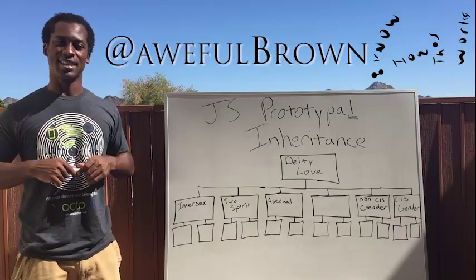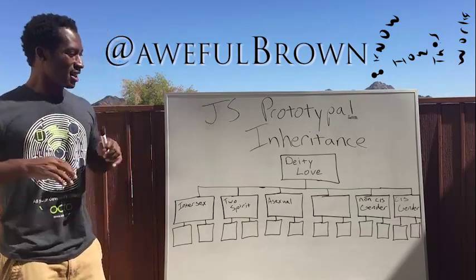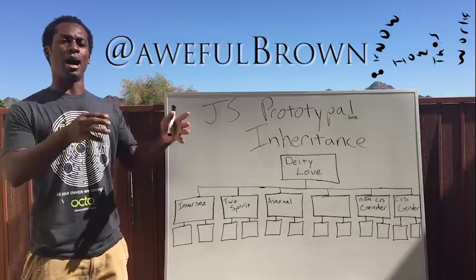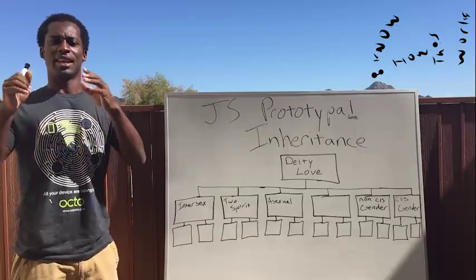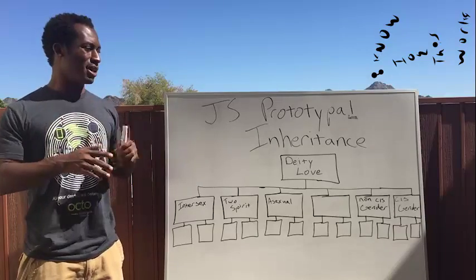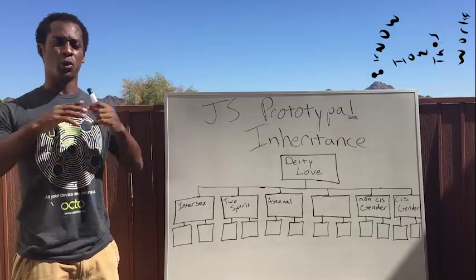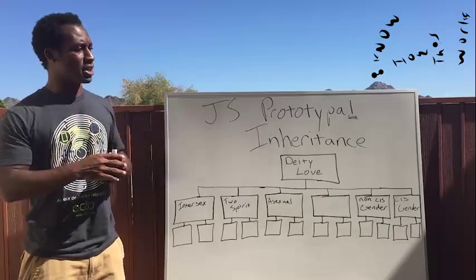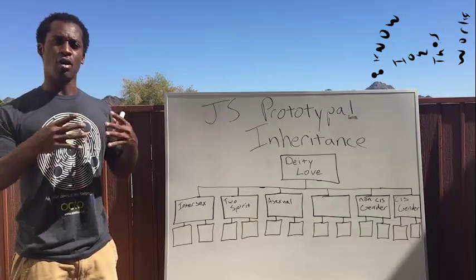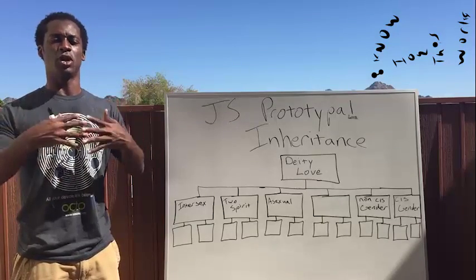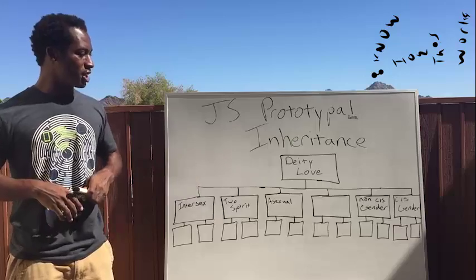I know how this works, and I am awefulBrown. With prototypal inheritance, objects inherit properties from objects. In most languages, classes inherit from classes, but in JavaScript, objects inherit from objects. When you create your object, you give it properties, and this allows you to keep your code DRY because you don't have to rewrite that same code for the new objects that have similar properties.